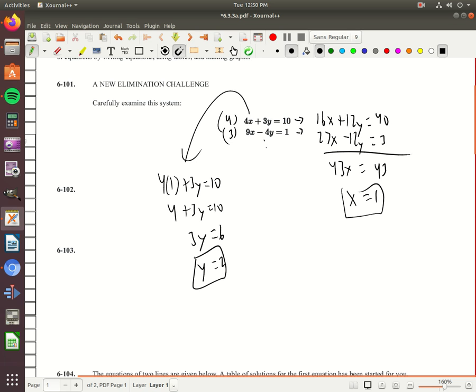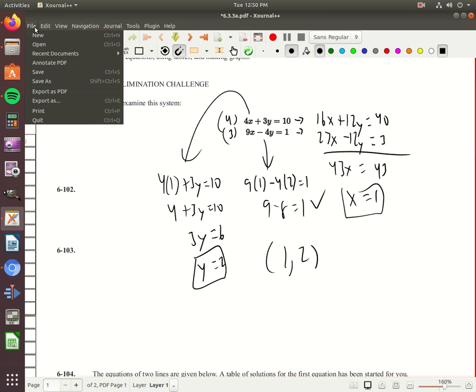So now what I'll do is grab the other line and I'll plug in both, right? So 9 times 1 minus 4 times 2, and that should equal 1, and 9 minus 8 does equal 1. So I feel pretty good about that. The ordered pair that these meet at is indeed going to be 1, 2.